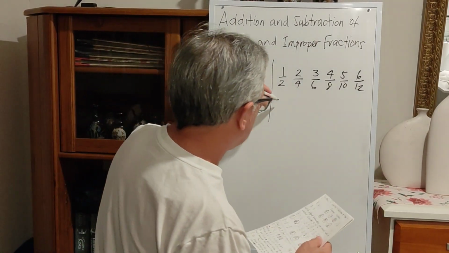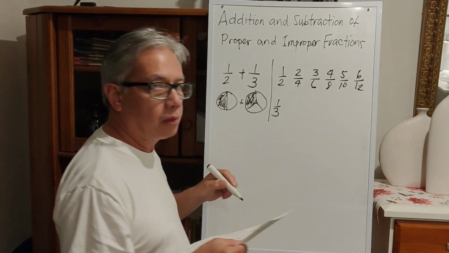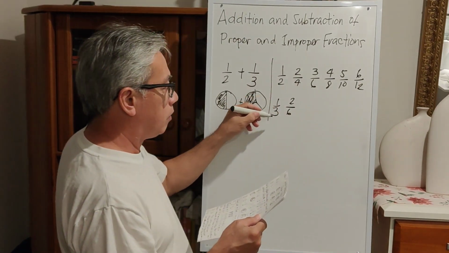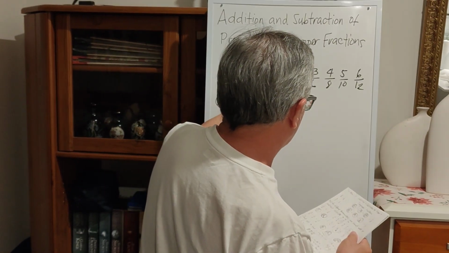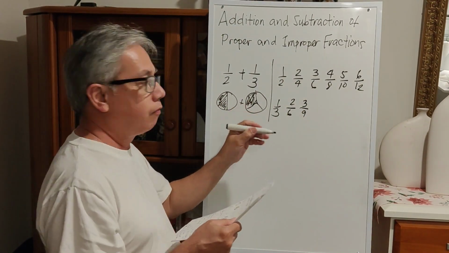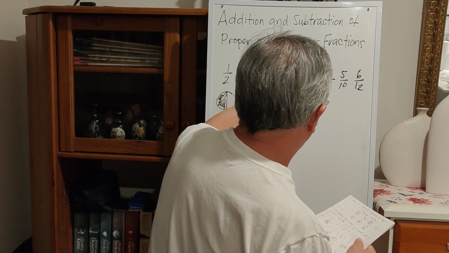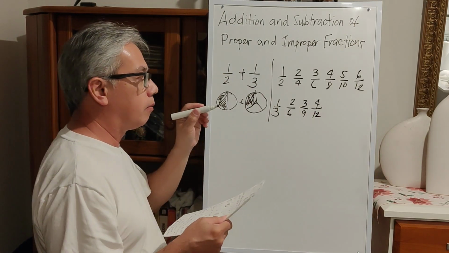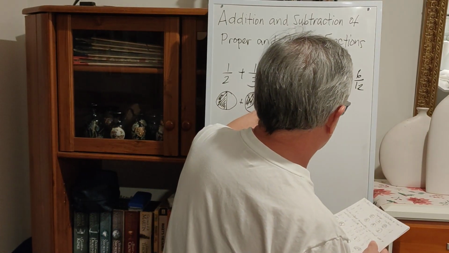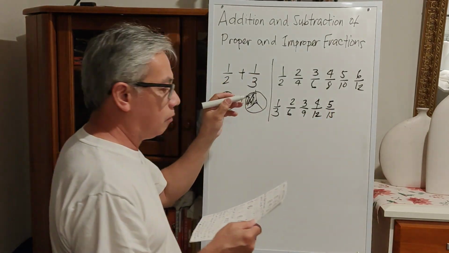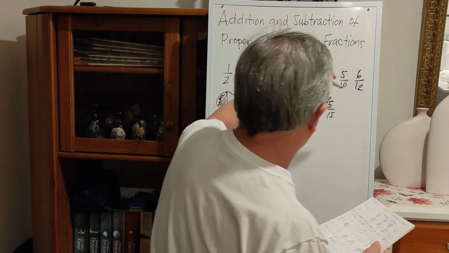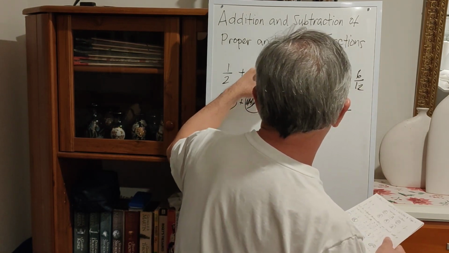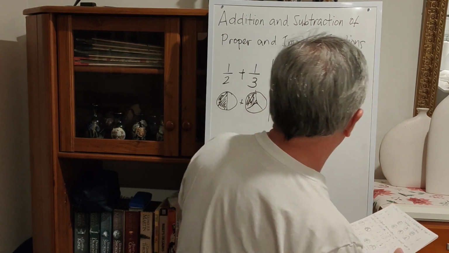Now for 1/3, if we multiply both by 2, it becomes 2 over 6. We multiply both by 3, it becomes 3 over 9. We multiply by 4, becomes 4 over 12. We multiply by 5, becomes 5 over 15. We multiply by 6, becomes 6 over, 6 times 3 is 18.